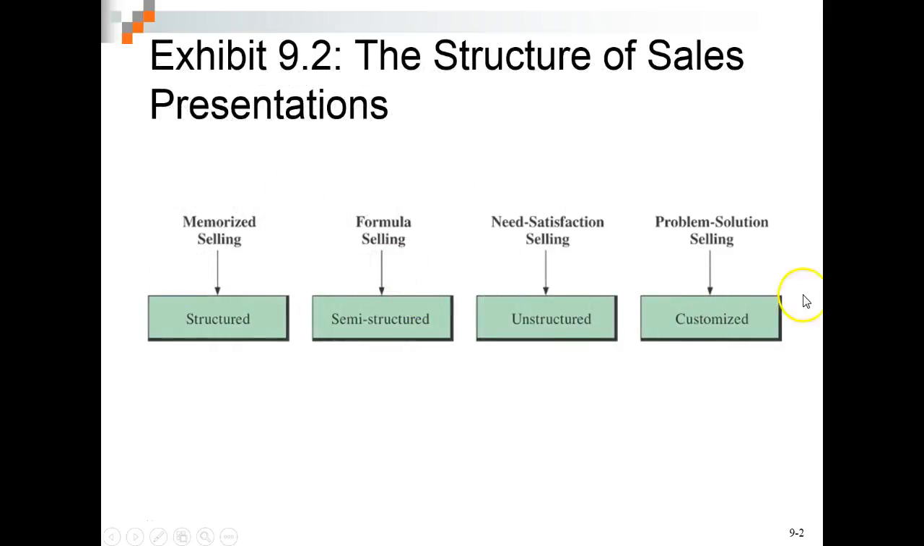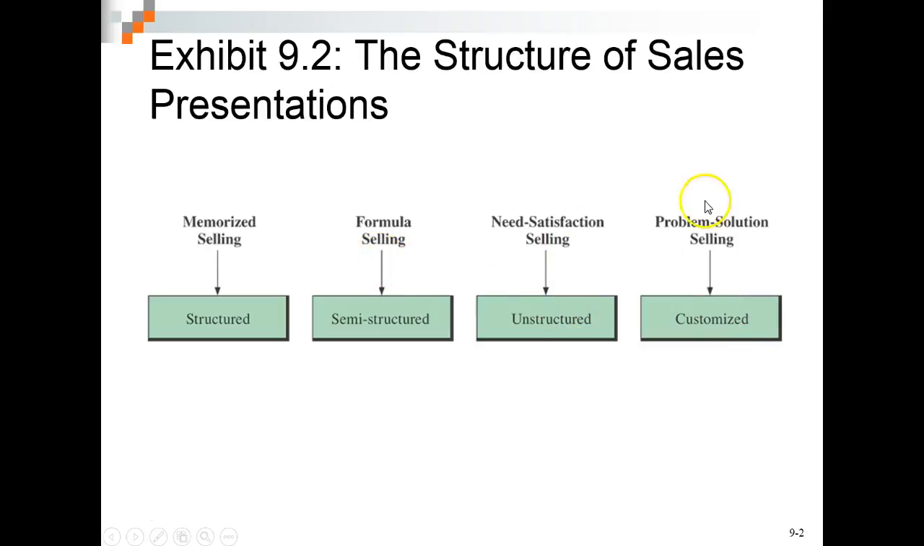Now we're going to talk about 4 different possible things, more grouped into 2 different groups. You have memorized selling. These are the canned presentation, the script presentation that we're so used to. We call that very, very structured. You have formula selling, which is similar to memorized selling, but with a little more knowledge of the person you're talking to. Memorized selling is nice for people you don't even know. You just start up with the script. Formula selling, a little bit more intimate.